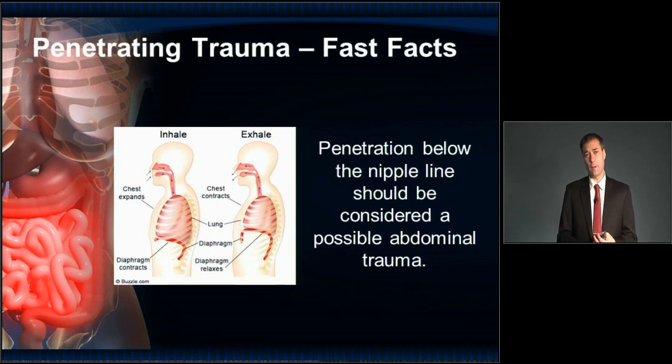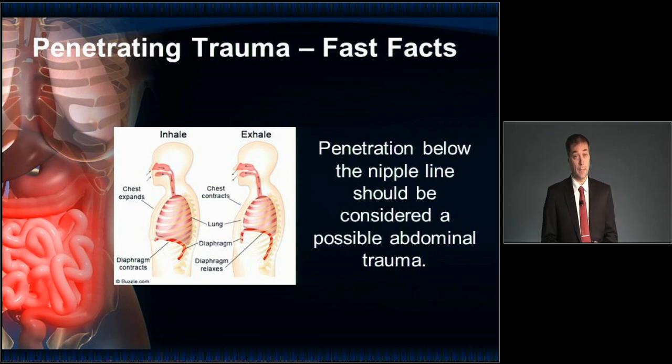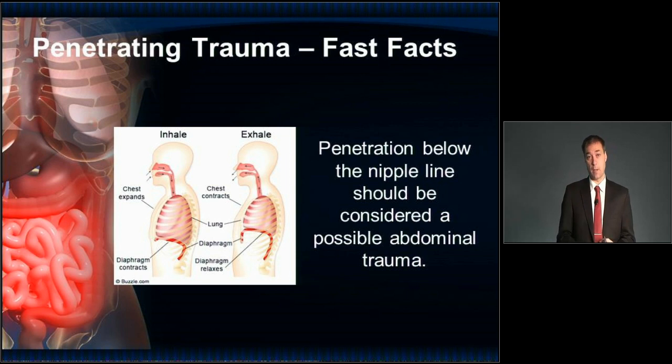A couple other notes about penetrating trauma. Any trauma below the nipple line should be worked up as both abdominal and chest trauma, because remember, the diaphragm moves as high as the nipple during exhalation, and then as low as the lower rib cage during inhalation. So you have a section of your chest between your nipple line and the bottom of your rib cage that can be an abdomen at some times and a chest at others.